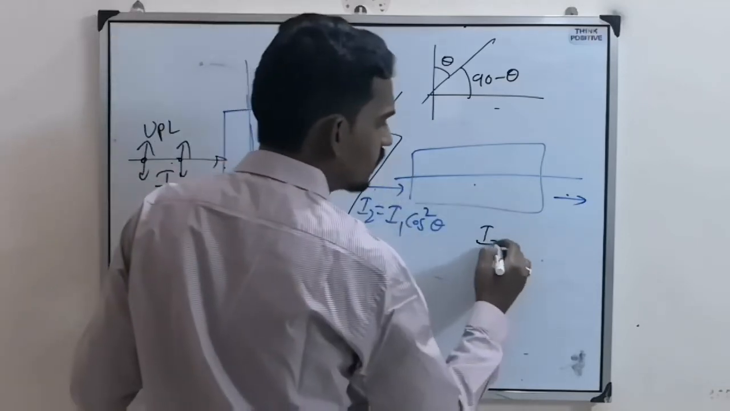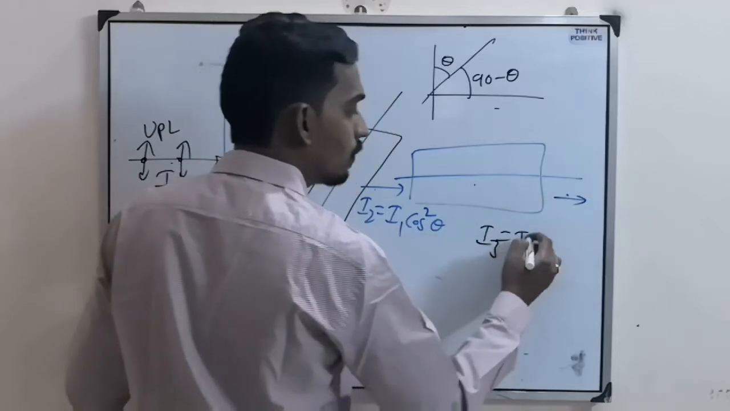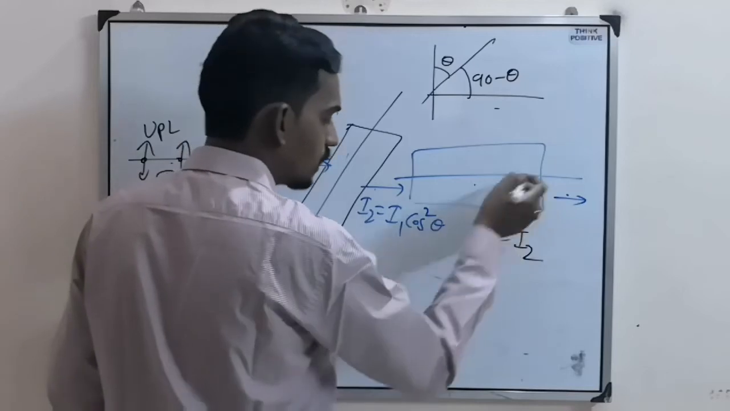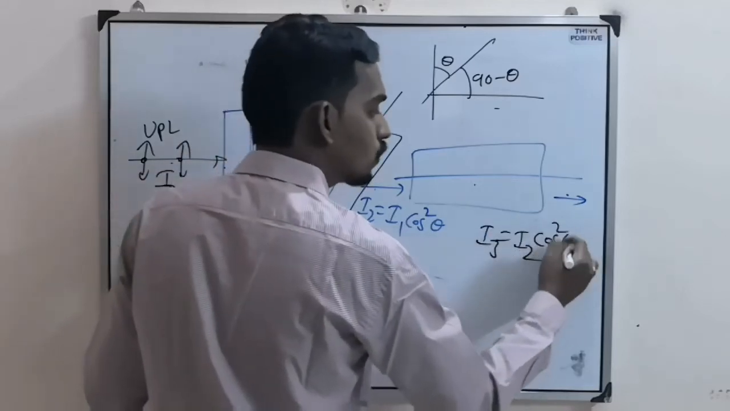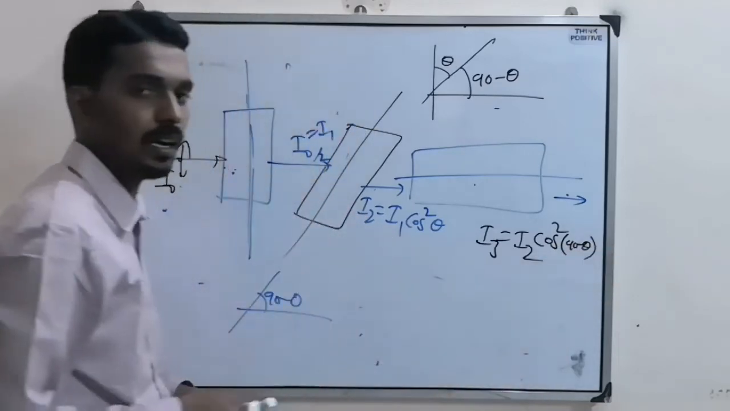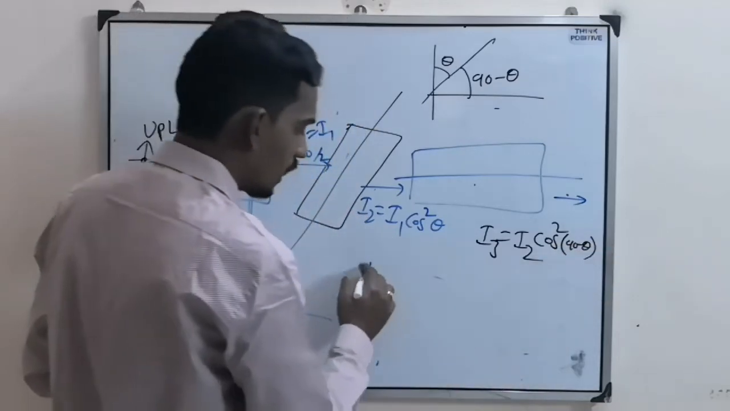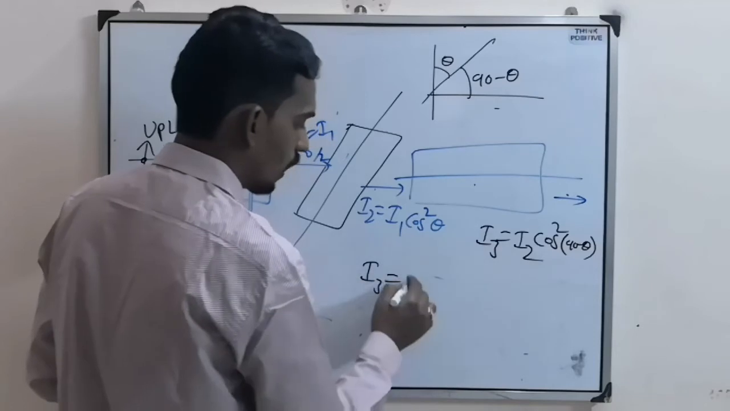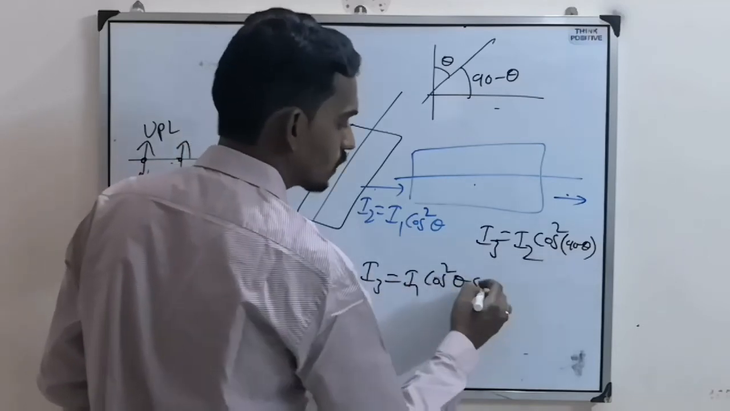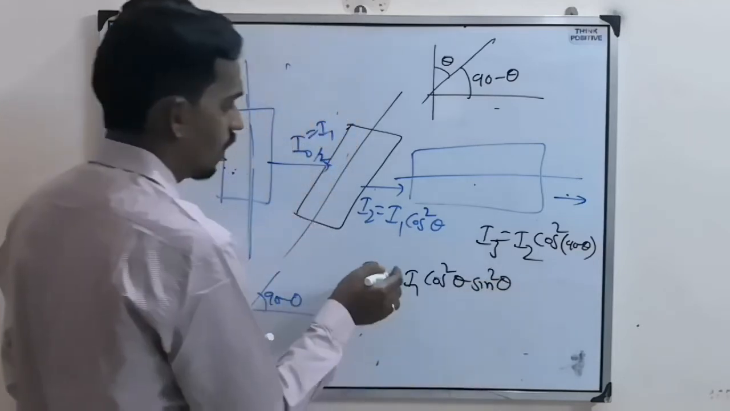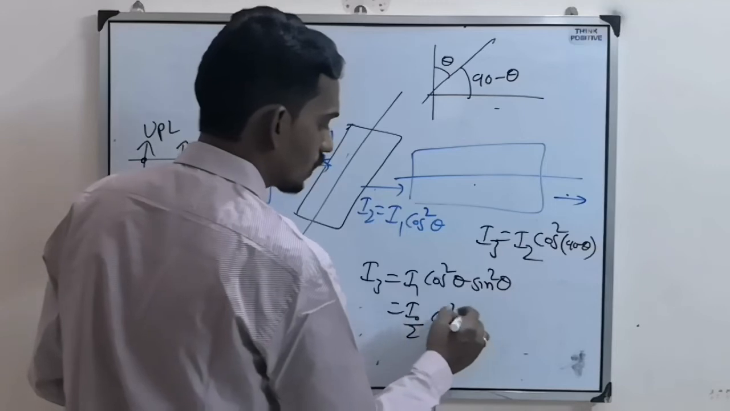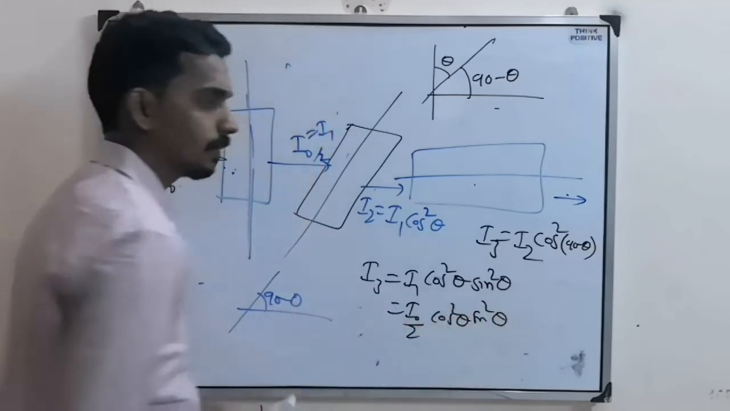Now here the intensity, let's take I3, that will become I2 cos square, because I2 is the one falling and I3 is the one coming out. Now the angle between them is 90 minus theta. So I3 equals I2, that is I1 cos square theta, into cos square of 90 minus theta, which is sin square theta, where I1 is I naught by 2. So I3 is cos square theta sin square theta.